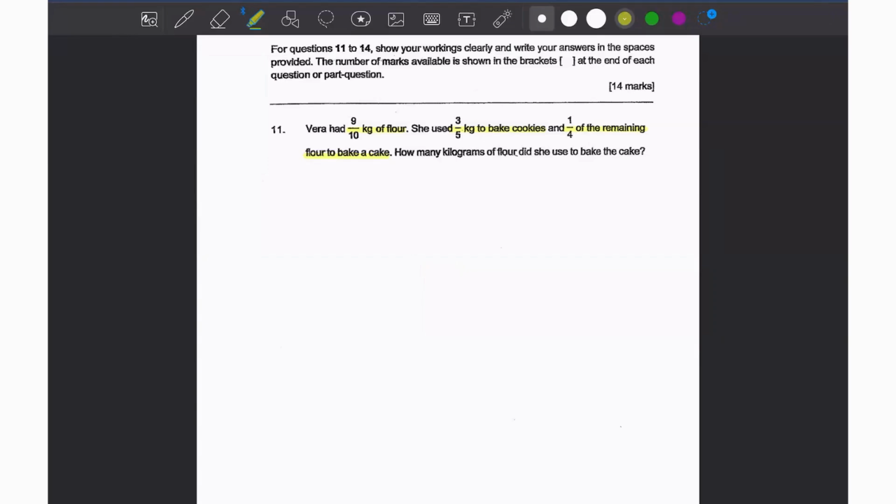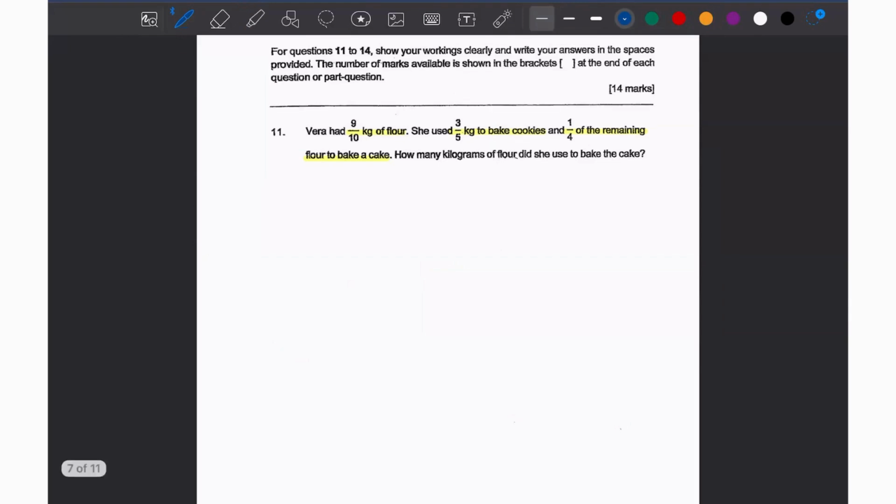Okay, so please do not be confused by this question because they give you two fractions, right? One is 3/5 kg for the cookies, and another is 1/4 of the remaining to bake the cake. Okay, so this 3/5 kg is in terms of value, right? It's an actual value. Whereas this 1/4 is in terms of units. So please do not be mistaken between the 3/5 kg and this 1/4, which is the units.